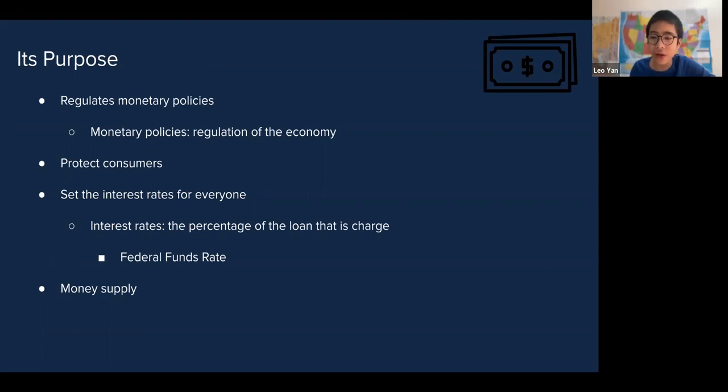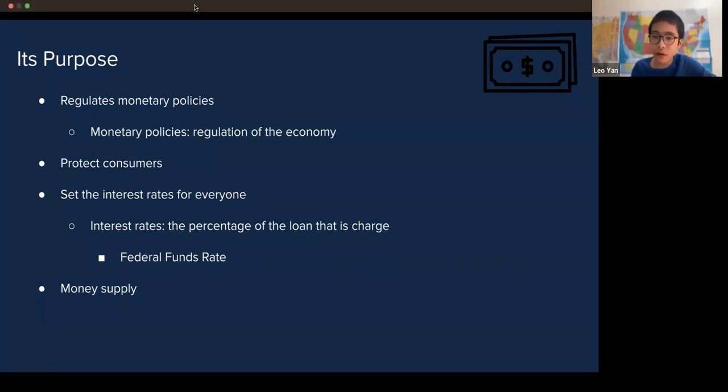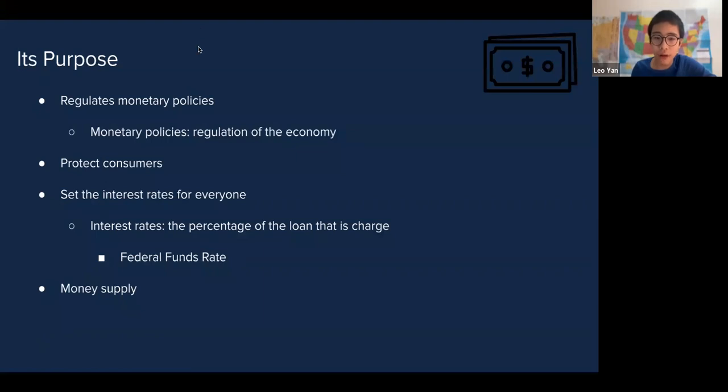So the interest rate, it's a very complicated idea and it's very advanced. So for now, I will just provide a basic definition. The basic definition is the percentage of the loan that is charged. So when you're going to the bank for a loan, a depository institution, as we learned before, well, the bank has to make money too, right? But how do they make money if they're giving you the money?